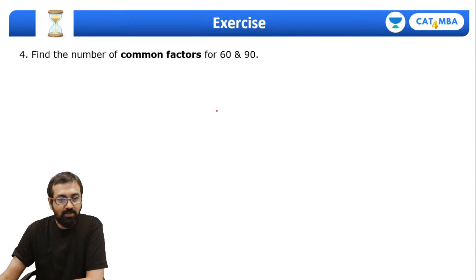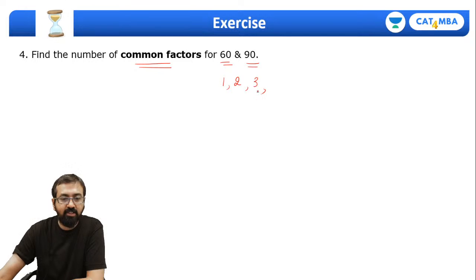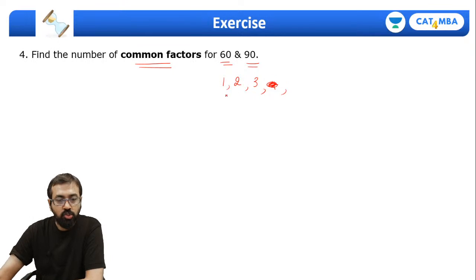Okay. So guys, find the number of common factors for 60 and 90. This is a simple question. Which are those numbers which divide both the given numbers? Can I say both the numbers are divisible by 1? Then 2, then 3, then 4. 4 से नहीं होगा, both the numbers are not divisible by 4. So 1, 2, 3, then 5, then 6, then 10, 15, 30. So these are the common factors of these numbers.